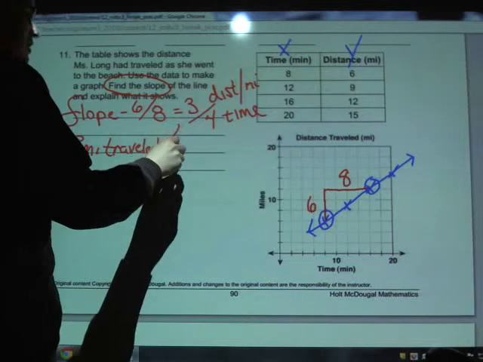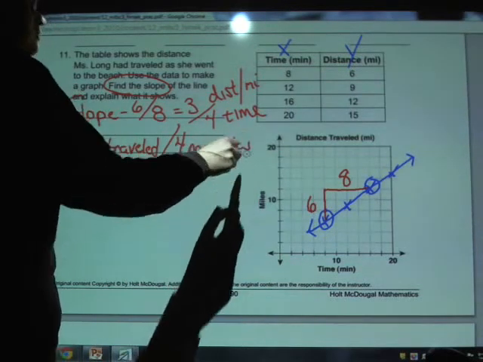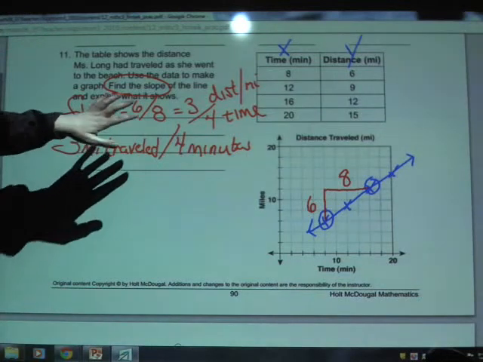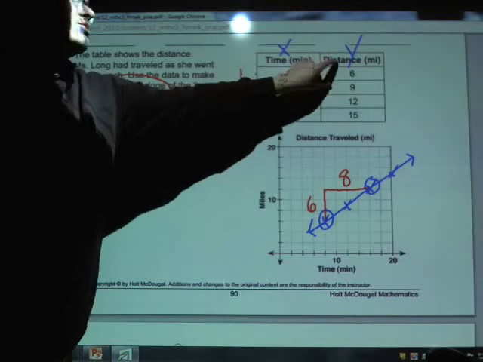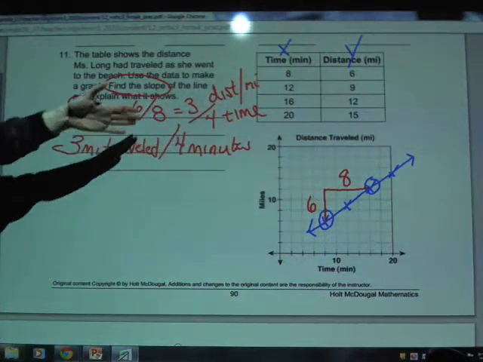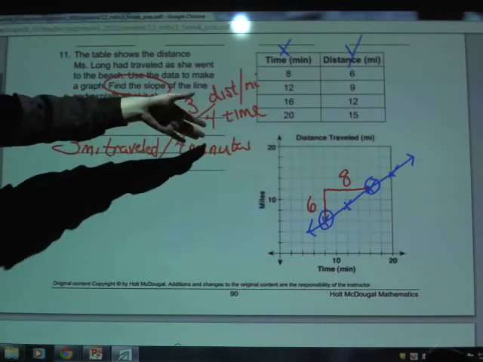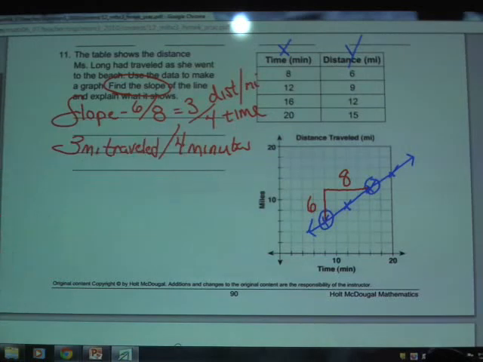we're going to spend 4 minutes doing that traveling, right? Because again, 3 miles, change in the y values, y numbers were miles, 4 for the time, and the time was in minutes. When we reduced that, we got 3 over 4. We put those in context of what they are. 3 miles traveled happens every 4 minutes.